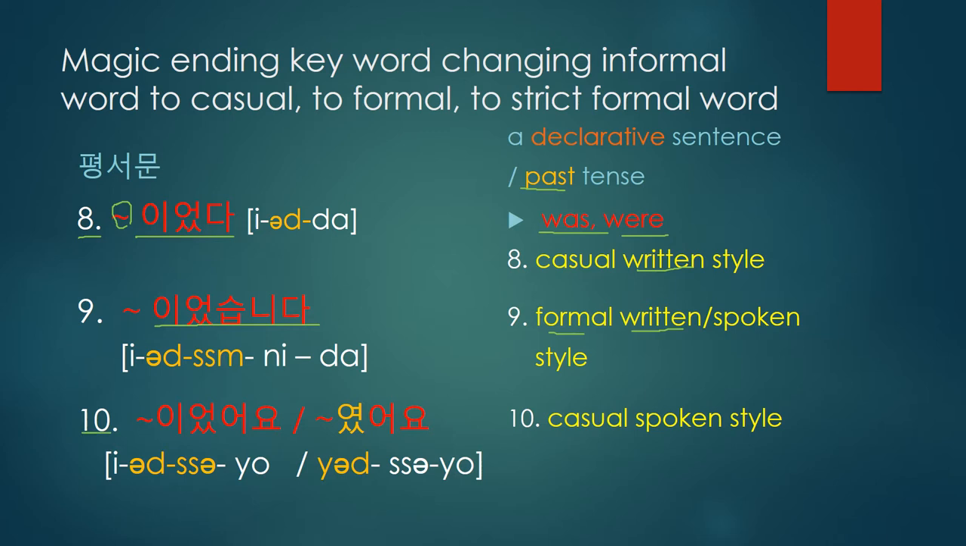Number ten, 뭐뭐 이었어요. It can also be abbreviated. 뭐뭐 이었어요. That's the casual spoken style. Korean casual spoken style ends with 요, and formal style ends with 니다.